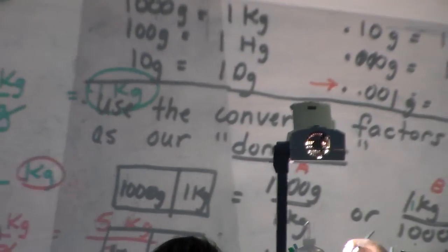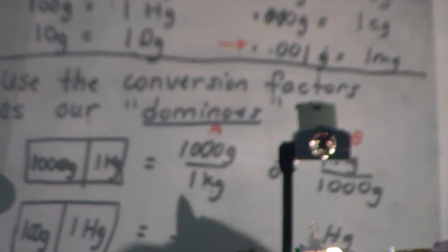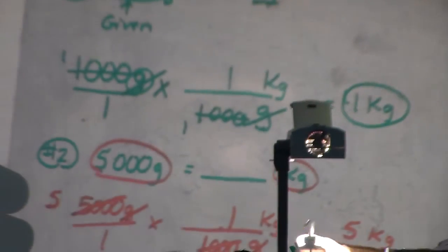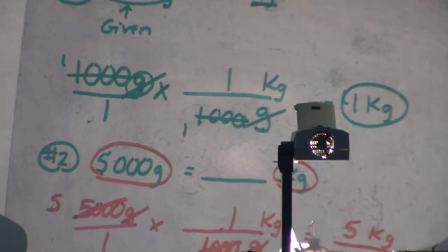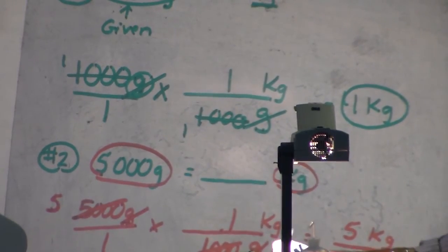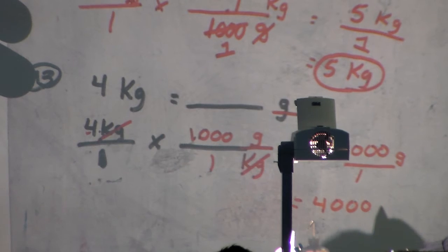I'm looking for grams on top, kilograms on bottom. Which one do I use? A. What number is next to grams? 1,000. What number is next to grams here? Still 1,000, it's the same. Okay, so here I'm going to put 1,000 in the top. Put 1 below it. No cross cancel, I'll just multiply. What's 4 times 1,000? Grams over 1, which is 4,000 grams.